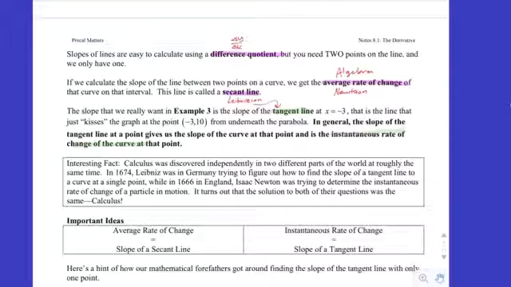It turns out that they were actually trying to answer the exact same question, motivated by different, seemingly unrelated things, right? How fast is that thing moving at that moment in time? What's the slope of that tangent line? They answer the exact same question.